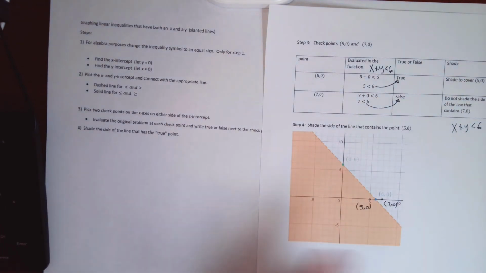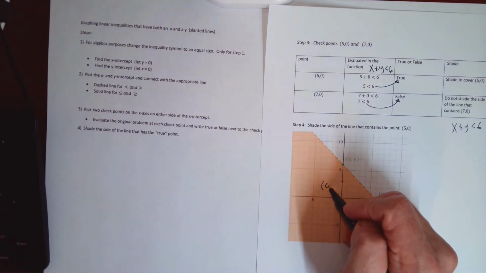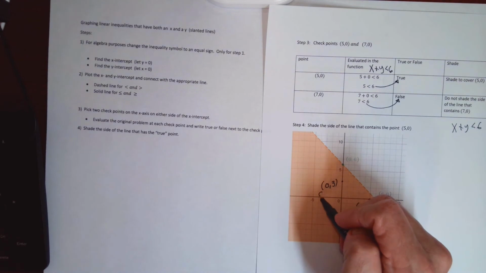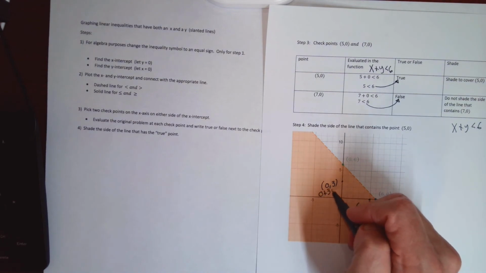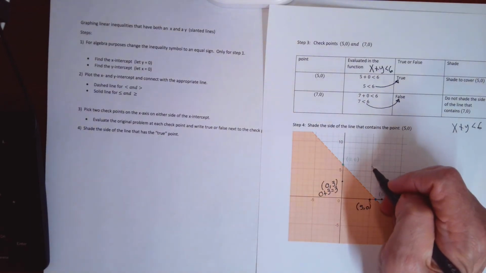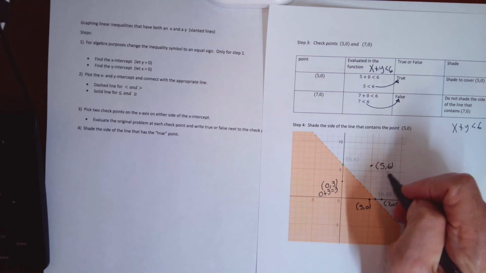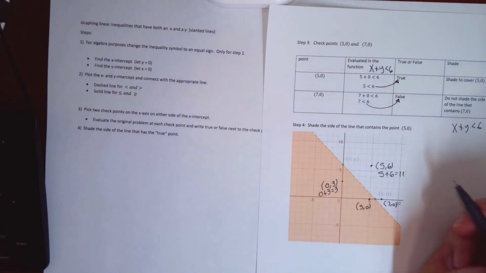So any point in the shaded area, like the point (0, 3), if you add its x and you add its y, you're going to get a number less than 6. Any point not in the shaded region, like the point (5, 6), if you add its x and you add its y, you're going to get a number bigger than 6.